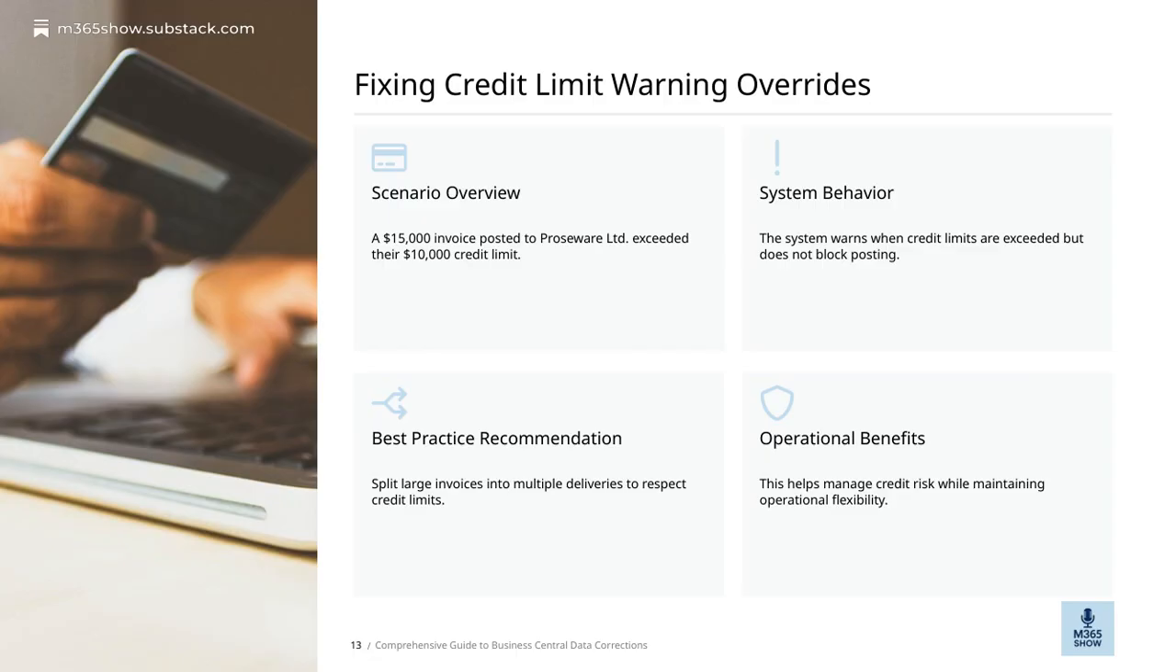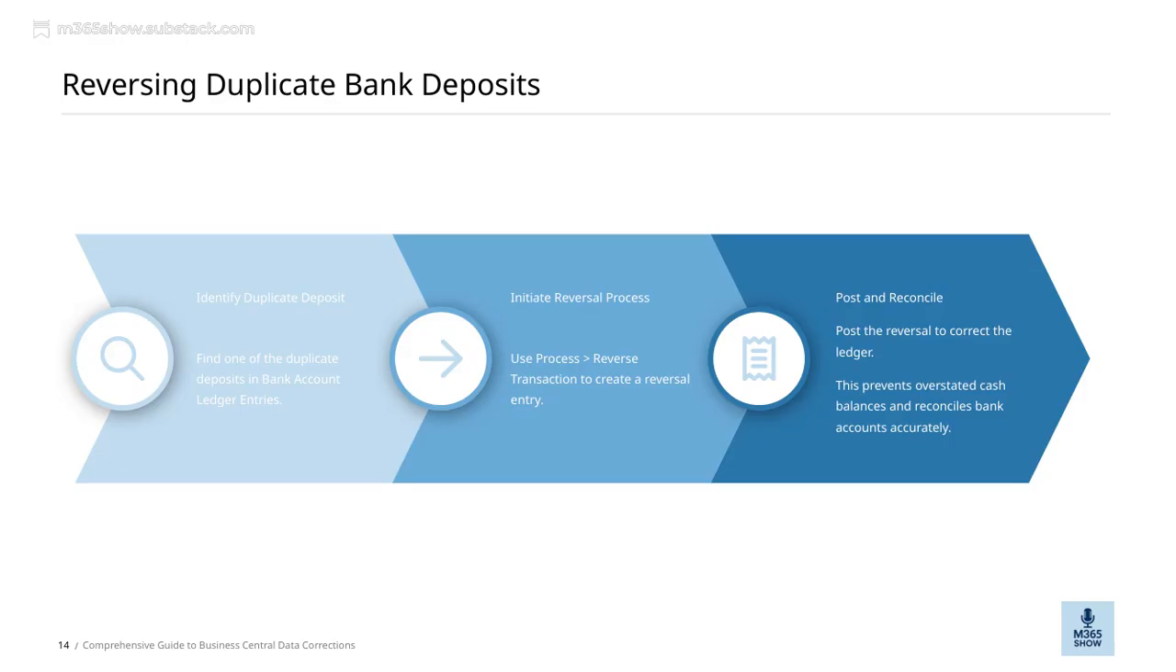Warnings are there to inform us, but the final decision and control rely on how we manage overrides and approvals. Overall, this approach allows us to balance risk management with operational needs, ensuring we don't disrupt cash flow while keeping credit exposure in check. Now let's look at how to reverse duplicate bank deposits effectively.